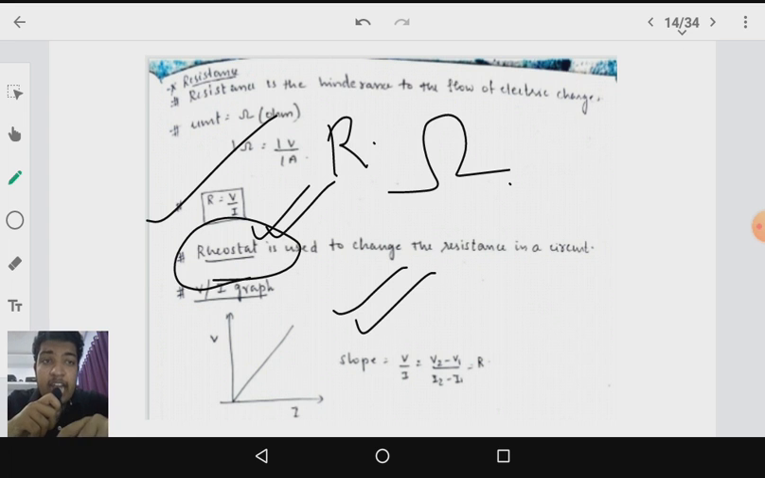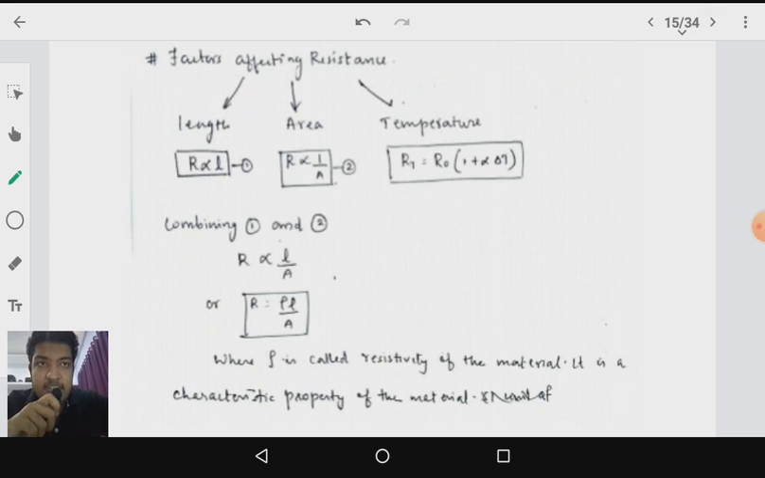Now from the VI graph, the slope of the graph, that is the change in the Y quantity divided by the change in the X quantity, is known as the slope. So that slope is going to be V2 minus V1 divided by I2 minus I1, and that is equal to R, the resistance.